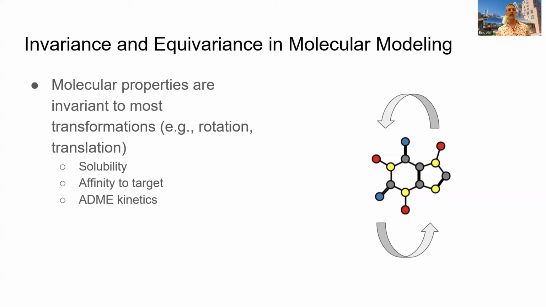Whereas if I'm taking a molecule and trying to predict its ADME properties, or its binding affinity or its solubility, it doesn't matter if I rotate that molecule, right? Or if I translate that molecule, it's not going to affect its solubility. So I want models that are basically invariant. And so this is a key concept in graph neural nets and geometric deep learning.